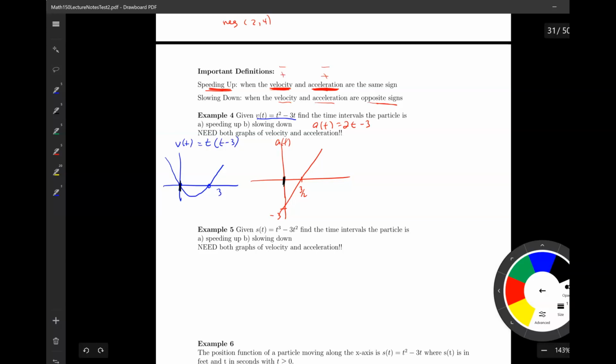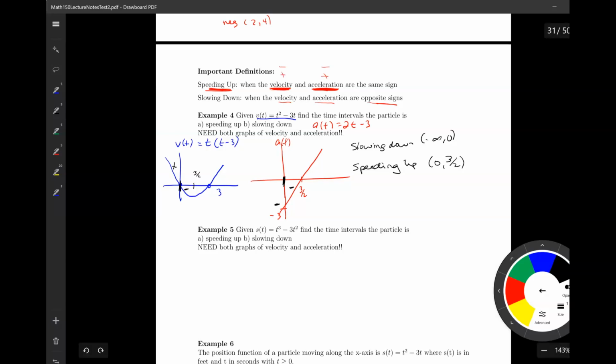And here's 0. So before 0, the velocity graph is positive. Before 0, the acceleration graph is negative. So that means it must be slowing down from negative infinity to 0 because they're opposite signs. All right, let's look between 0 and 3 halves. So between 0 and 3 halves, this graph is negative, this graph is negative. So that must mean that it's speeding up between 0 and 3 halves because they're both the same sign.